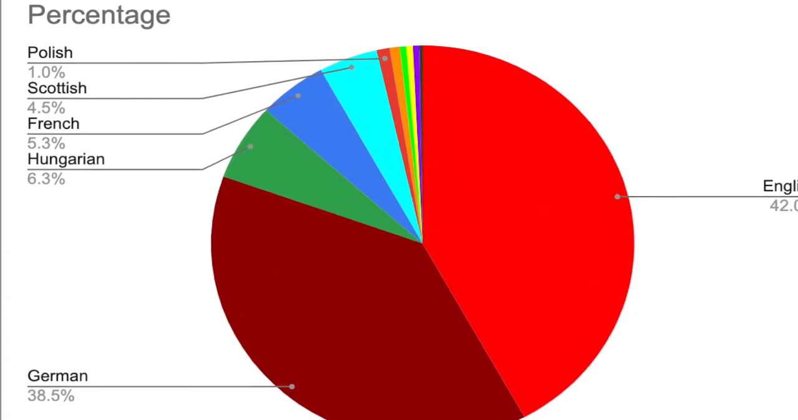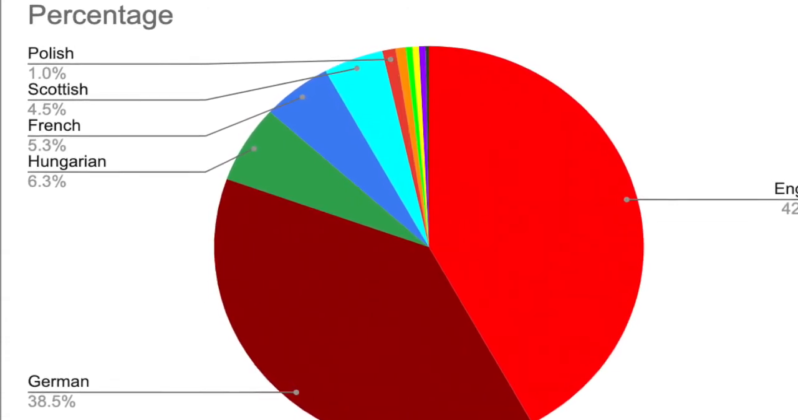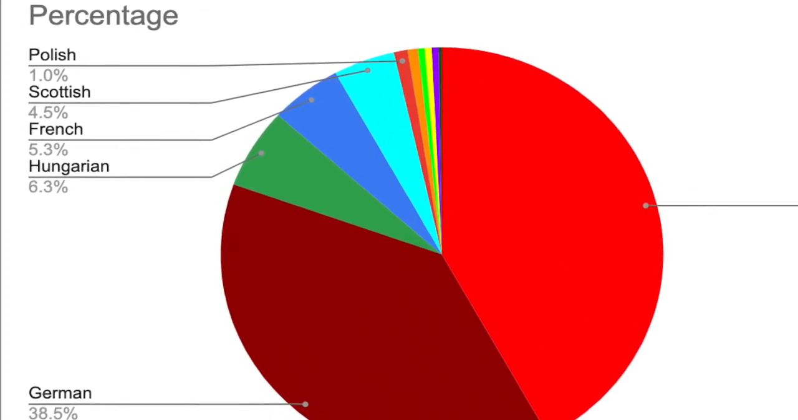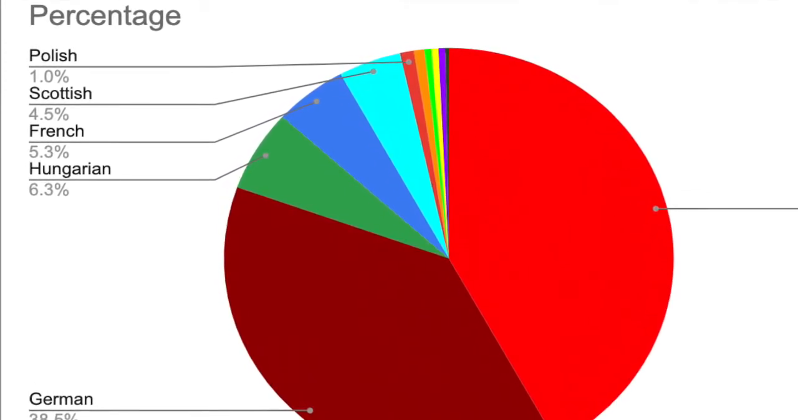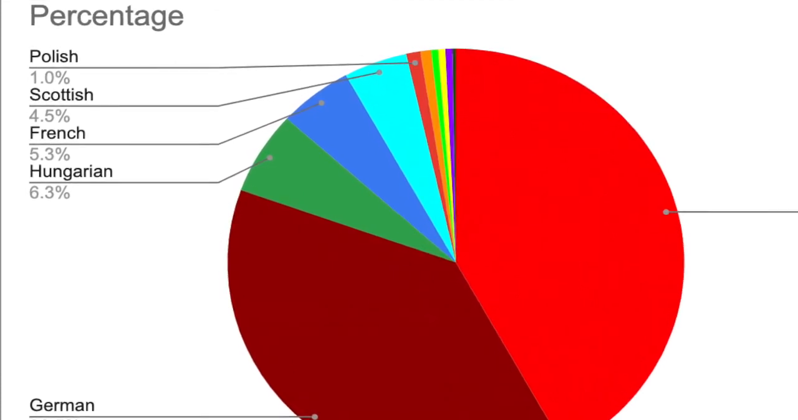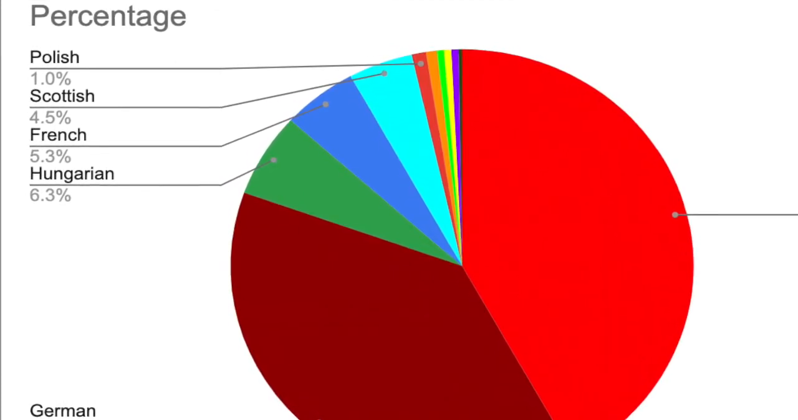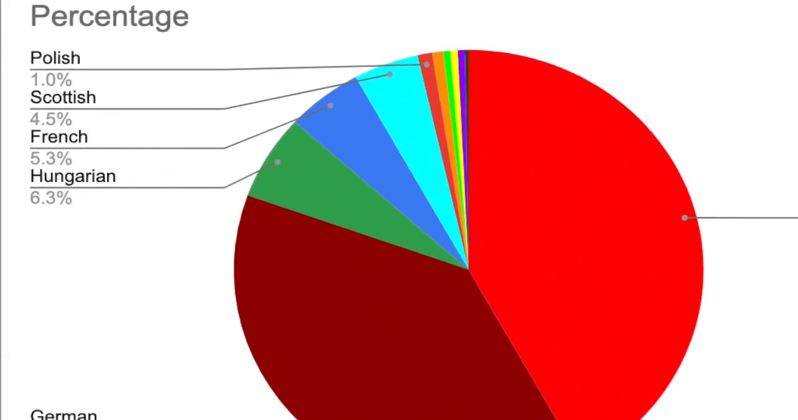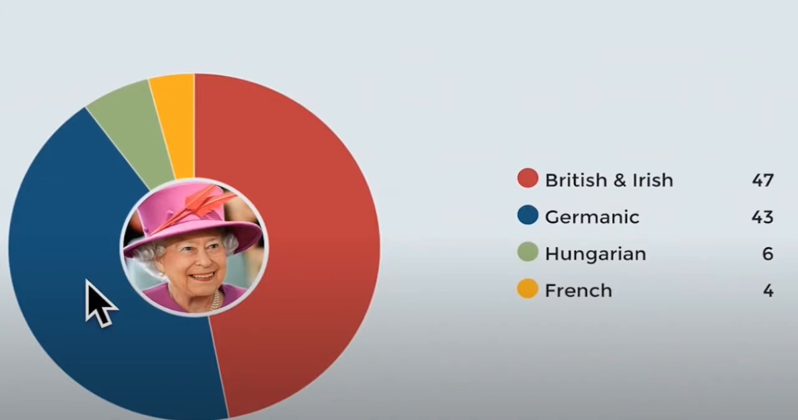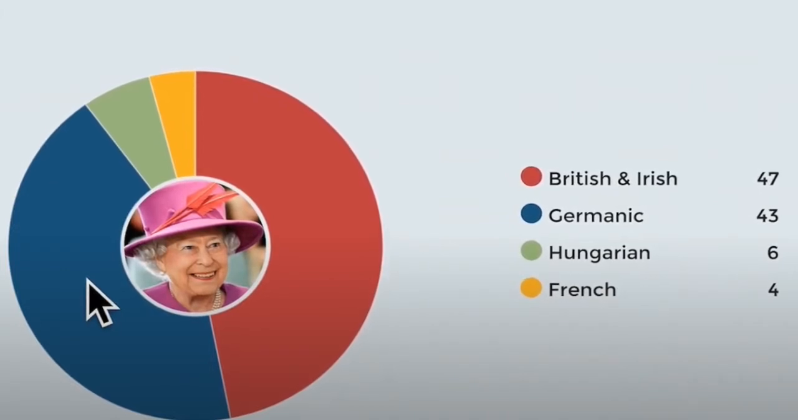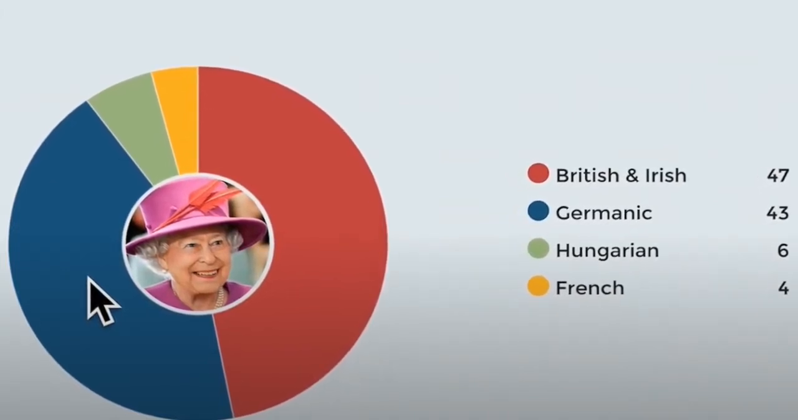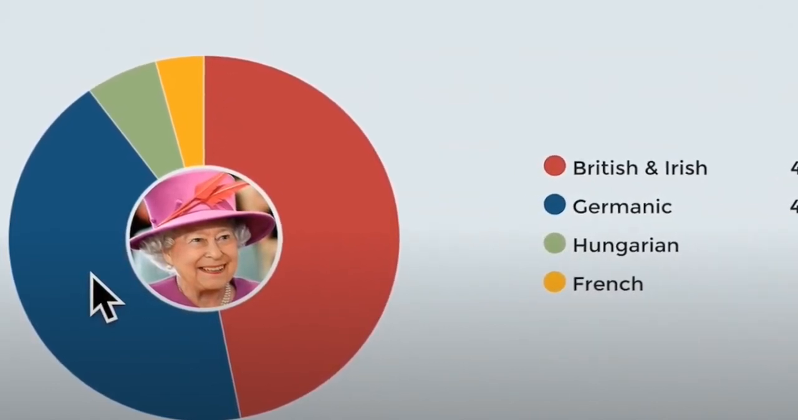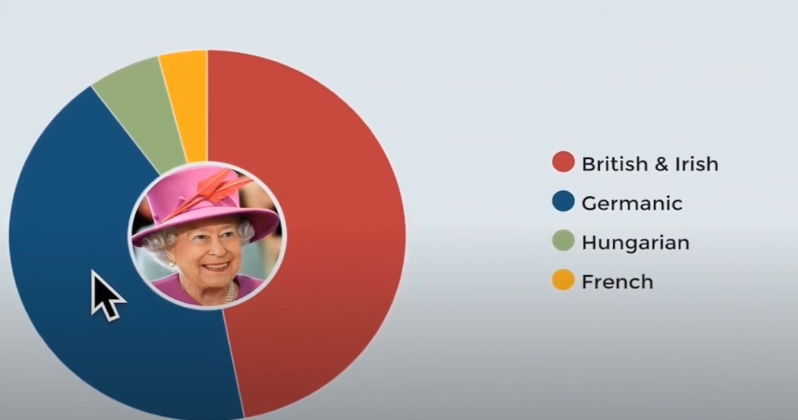However, the thing about the Queen being German is not that inaccurate. Just barely behind is German at 38.5%. Now, of course, you can see that after English and German, the next largest ethnicity is Hungarian at 6%. And of course, this correlates with what Useful Charts said. He also puts Hungarian at 6%. I put it specifically at 6.25%. But the main point, though, is that Elizabeth II is about 6% Hungarian.